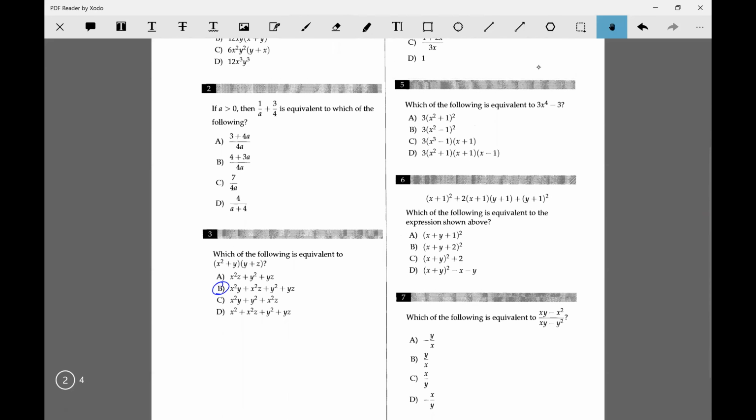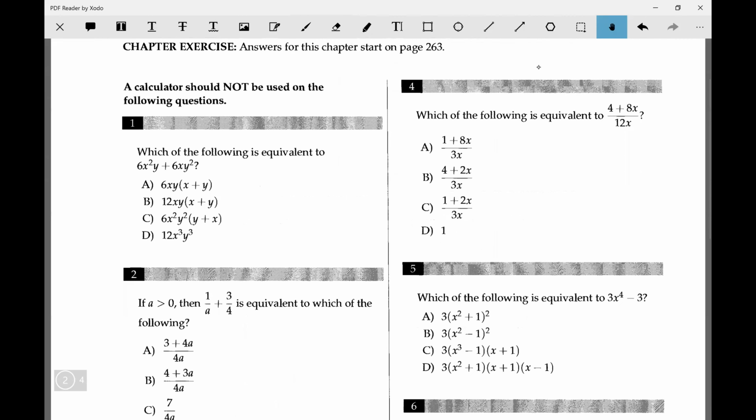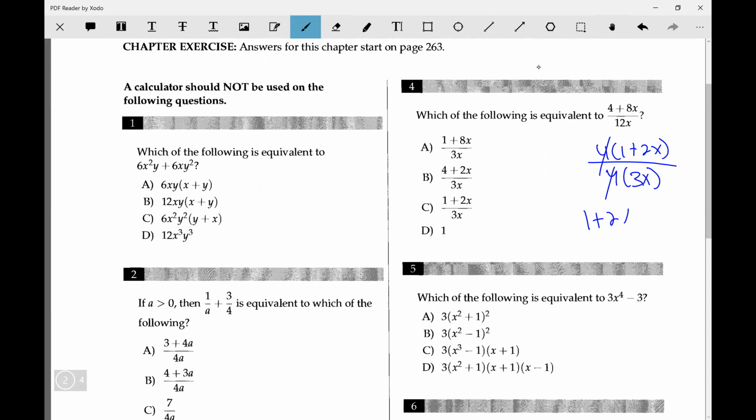Now why don't we do number 4, which asks which of the following is equivalent to (4 plus 8x) over 12x. If I wanted to simplify this, I recognize that all of these numbers are multiples of 4. So I try to factor out a 4 in both the top and the bottom. It would be 4 times (1 plus 2x) over 4 times 3x. Since it's a fraction, I can cross out the 4, and this simplifies to (1 plus 2x) over 3x, and that's the same as answer choice C.